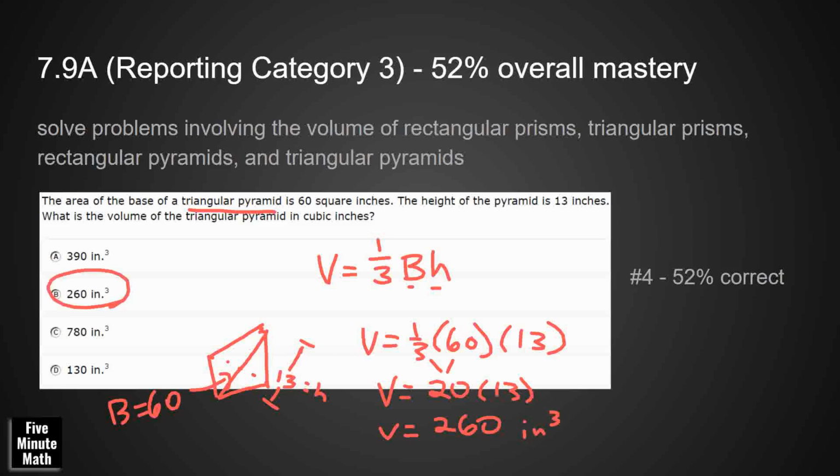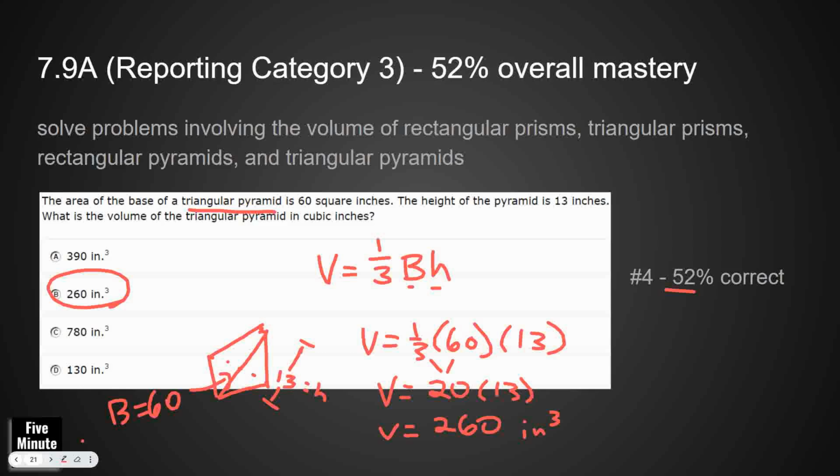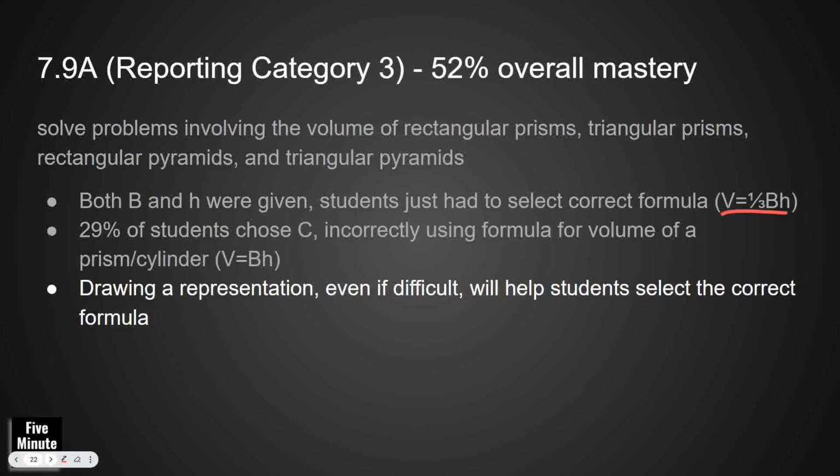So it seems like it's pretty straightforward, but we only got 52% of our students that got that correct. Both the base and the height were given. They simply had to select the correct formula, and that may or may not have been a challenge for the students, because look at the way the problem was written. Triangular pyramid. If you're just reading really fast, even though it says pyramid 1, 2, 3 times, we typically deal with triangular prisms, not triangular pyramids. So that might have thrown us off, and that's going to be a slightly different formula.